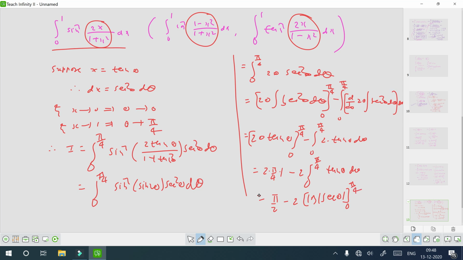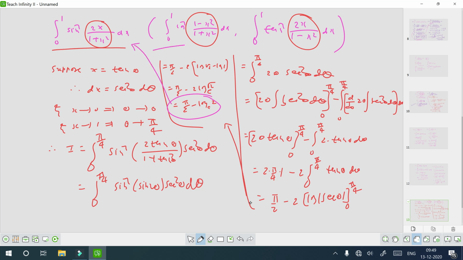Now that is equal to pi by 2 minus 2 log sec pi by 4, that is log root 2, and sec 0 is log 1. So pi by 2 minus 2 log root 2 base e. Can I write here pi by 2 minus log 2 base e? Yes, root 2 whole square. And this is the answer of this question. On the same line, homework.